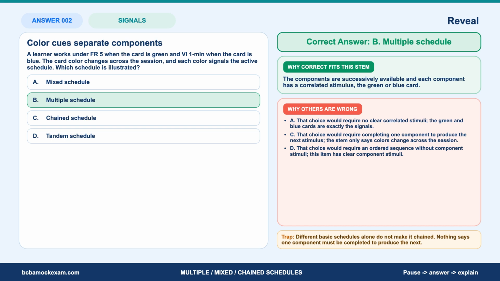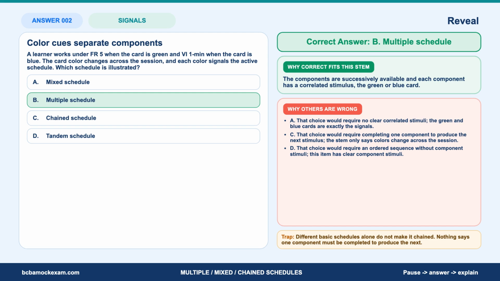The correct answer is B, multiple schedule. Here is why it fits this stem. The components are successively available, and each component has a correlated stimulus, the green or blue card. Now, check the distractors. For A, that choice would require no clear correlated stimuli. The green and blue cards are exactly the signals.